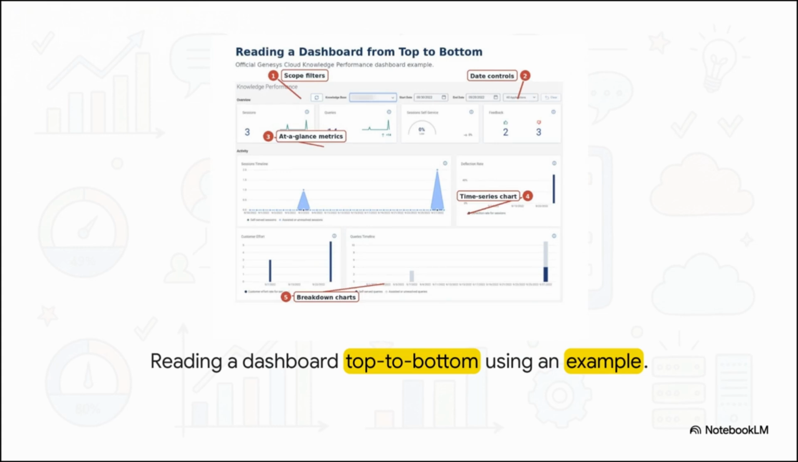And this brilliantly illustrates why that layout matters. It matches exactly how the human brain processes information. We naturally read a well-designed dashboard from top to bottom. We start with those at-a-glance metrics to get the immediate pulse, then we move down to the time series charts for historical context, and we end up at the breakdown charts for deeper investigation.